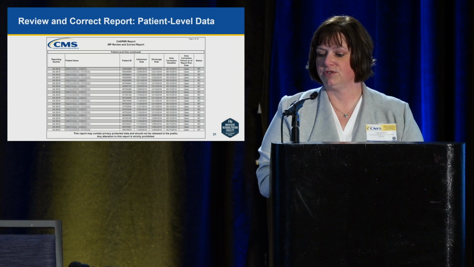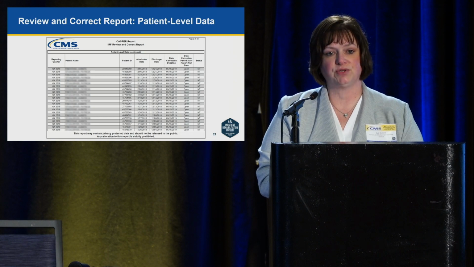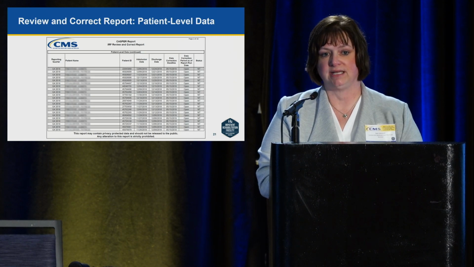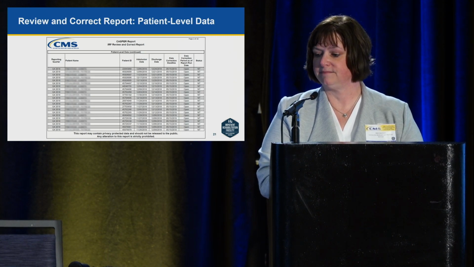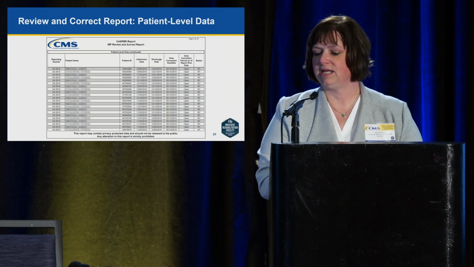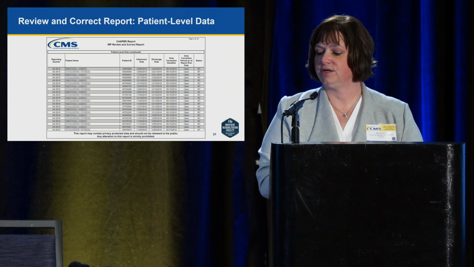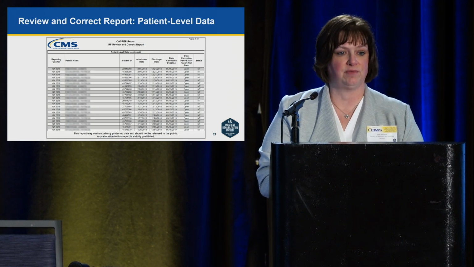So looking at the first row, you'll see that the reporting quarter is quarter 4, 2018. That means that that patient's IRF-PI record had a discharge date in quarter 4, 2018. And the patient name is displayed next with the patient ID. And then you can see the admission and discharge dates for that particular IRF-PI record are displayed.